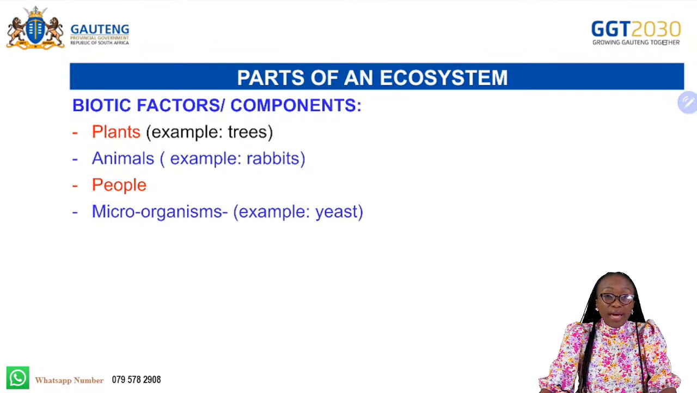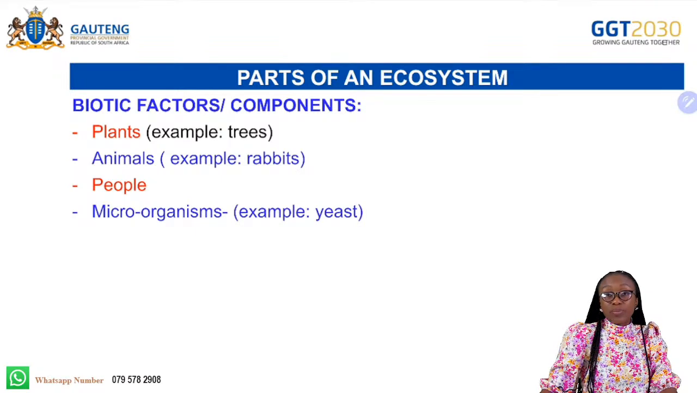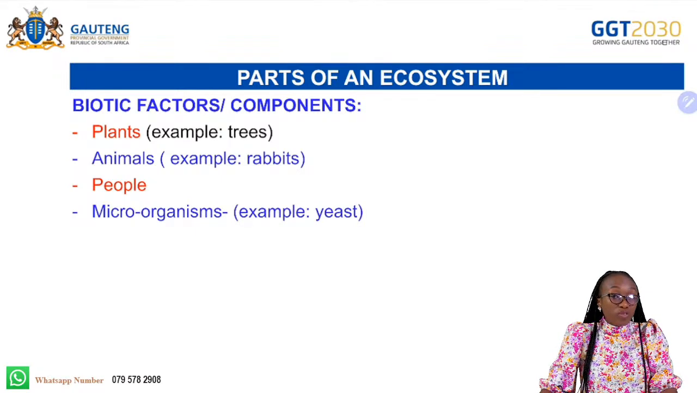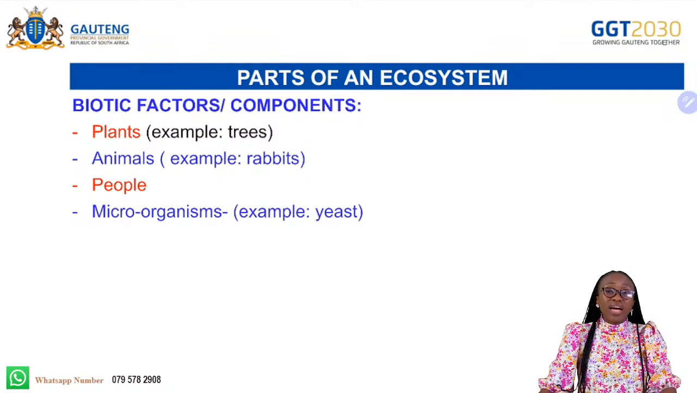And then we have microorganisms. Microorganisms are organisms that are too tiny for the eye to see. One example is yeast. It's an example of a microorganism that we can find naturally in the ecosystem. It makes up part of the living parts of an ecosystem.